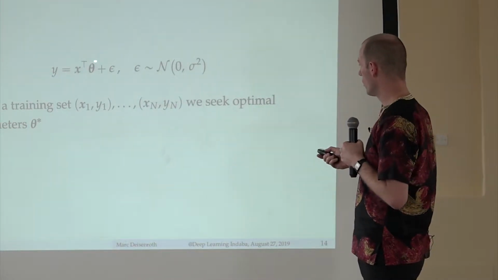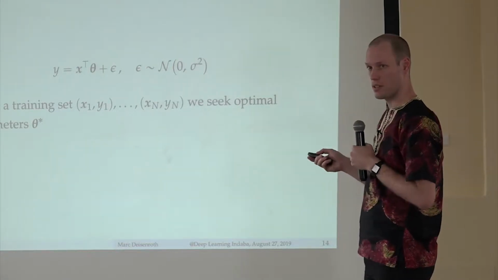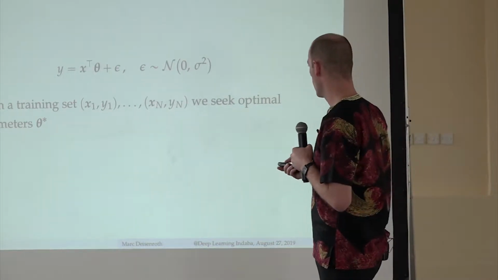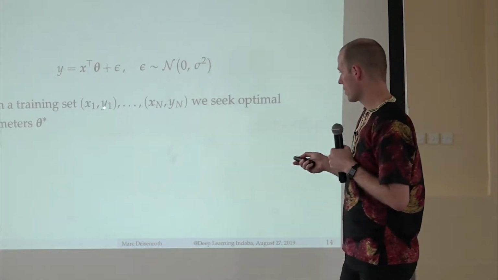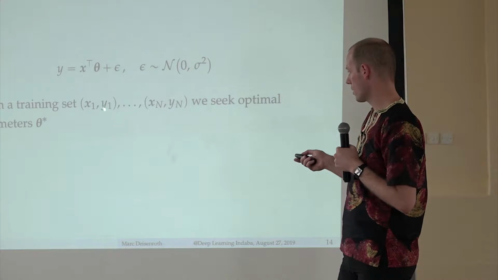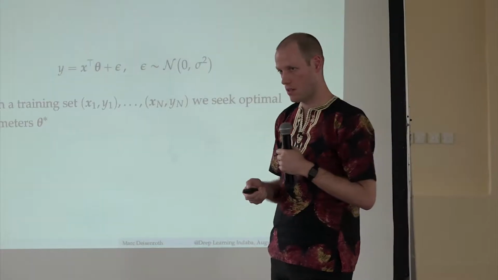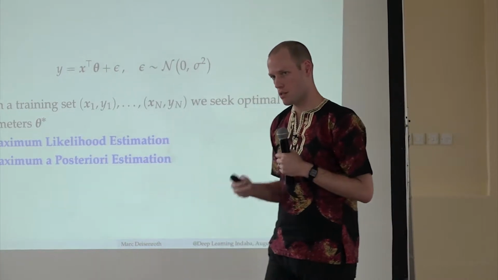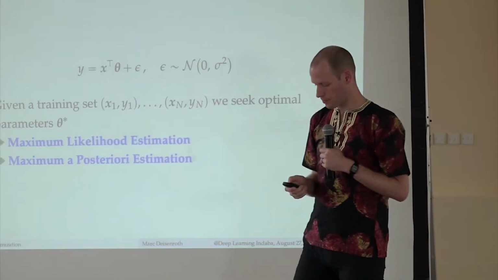So I'm going to look at this example here. y is x transpose times theta, so this is kind of like this setting here, plus epsilon. Epsilon is Gaussian distributed noise. Now given a training set of pairs x_i, y_i, we want to find optimal parameters theta star. We're going to look at two ways to get this: maximum likelihood estimation and maximum a posteriori estimation.